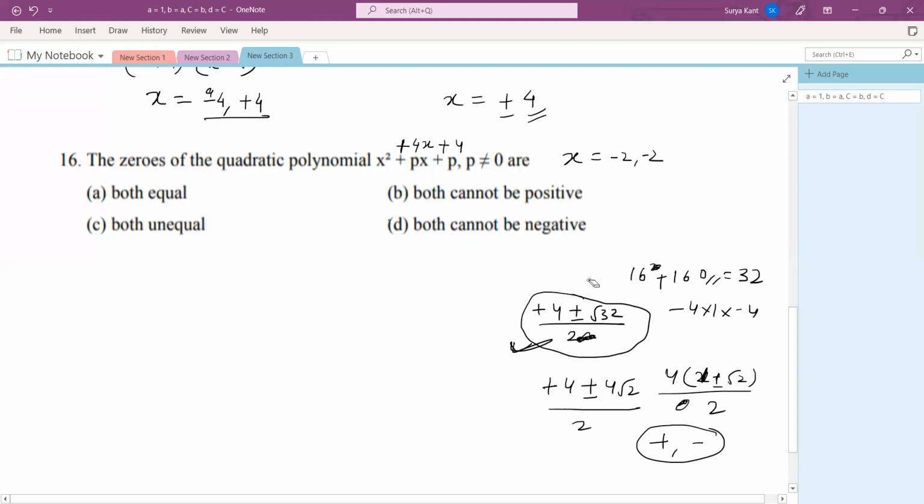Which option is correct? Drishi, type the answer. What are you saying? Just write.